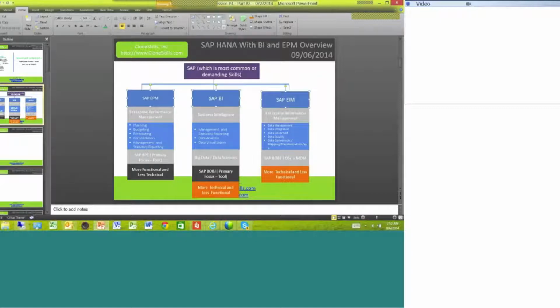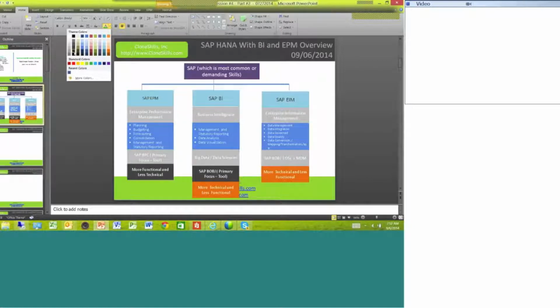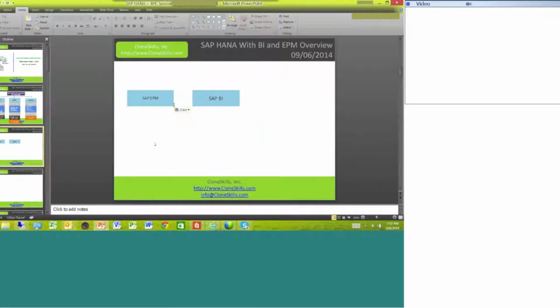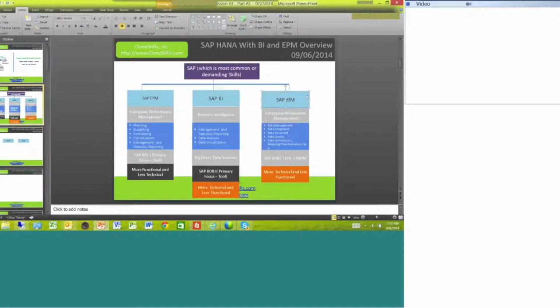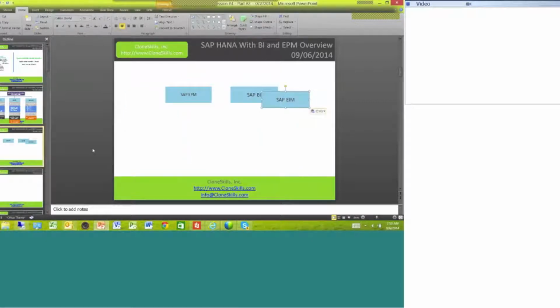So where the EIM comes into the picture: EIM primarily comes along with the BI part of it. Along with BI, and along with EPM, we cover Data Services. The point I'm trying to make is that for these two there will be a foundational learning of Data Services, so you will also learn EIM. I'm not going to make you an expert in this space, but you will learn this tool.